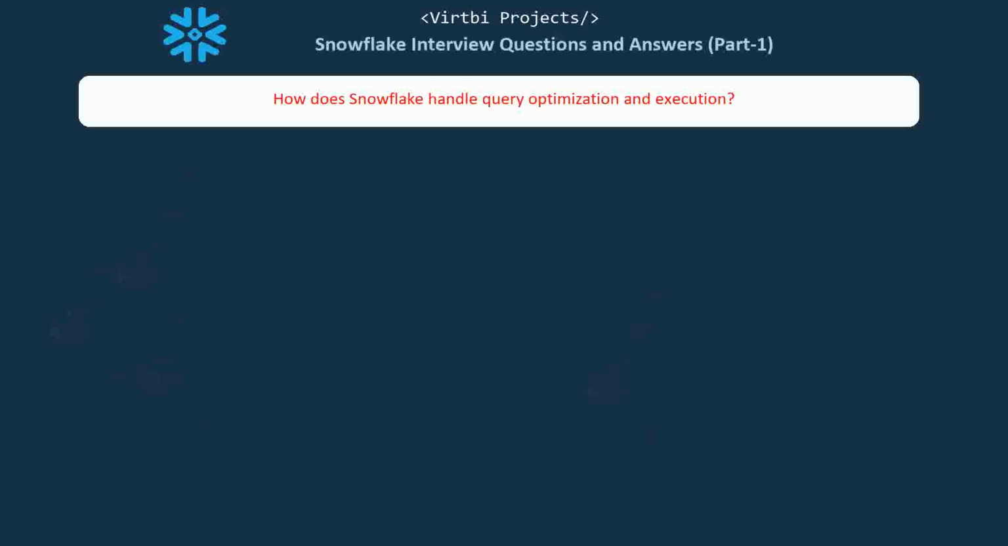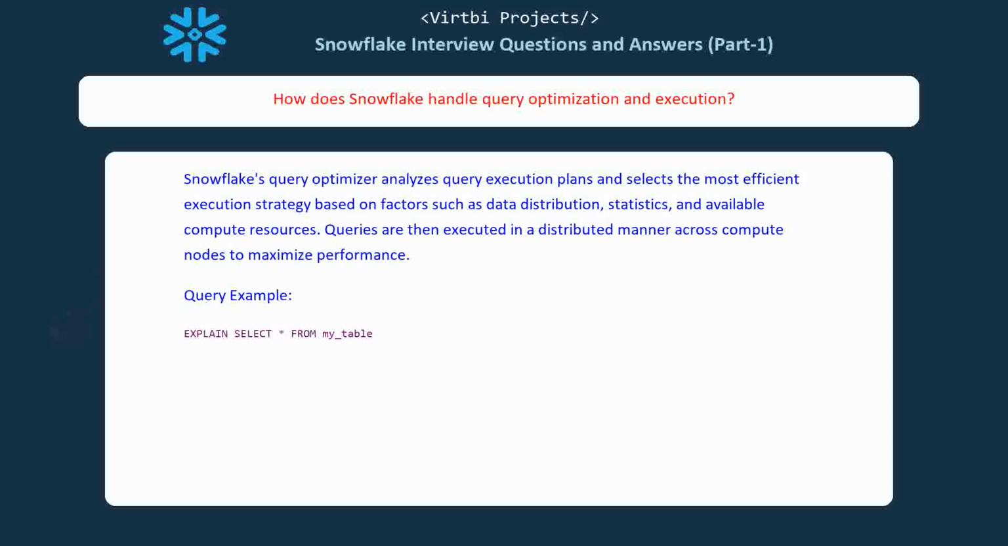How does Snowflake handle query optimization and execution? Snowflake's Query Optimizer analyzes query execution plans and selects the most efficient execution strategy based on factors such as data distribution, statistics, and available compute resources. Queries are then executed in a distributed manner across compute nodes to maximize performance. Here's an example query.